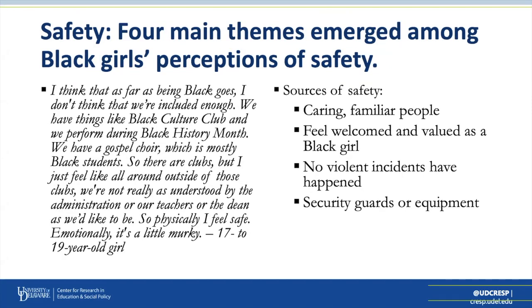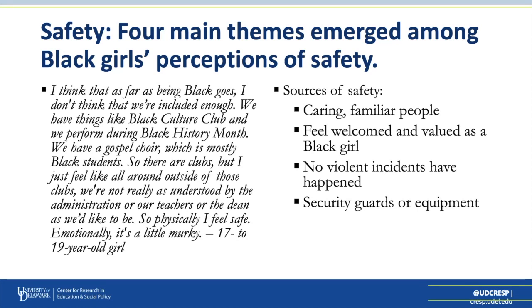So we asked girls about their perceptions of safety at home, in their communities, and at school. And what emerged were what I call four pillars of safety. And we found that what informed the safety of girls was, one, having people around them that they knew and that they knew cared about them. Feeling welcomed and seen and valued as a Black girl was really important to feeling safe. The absence of anything bad happening and violent incidents made them feel safe. So that at school or in their neighborhoods or in their home, knowing nothing bad happened. And then some apparatuses that are often associated with safety, like security guards or equipment or dogs.